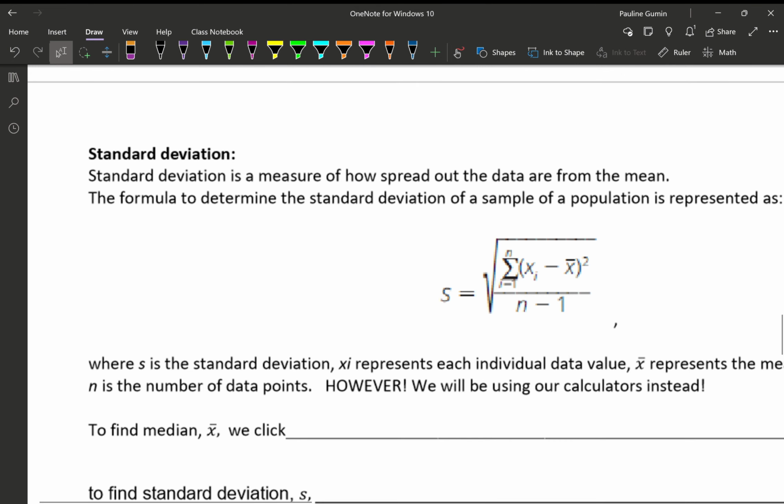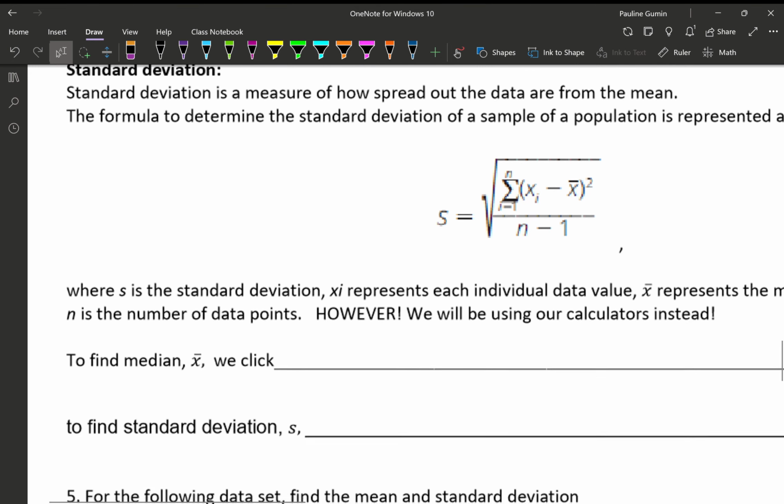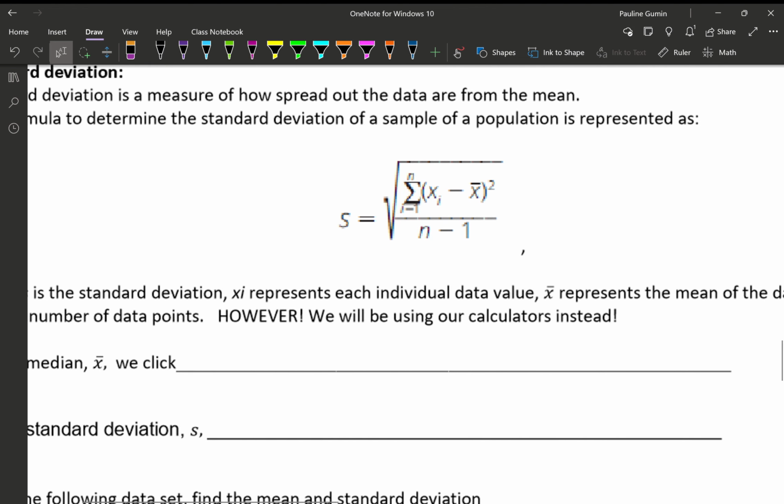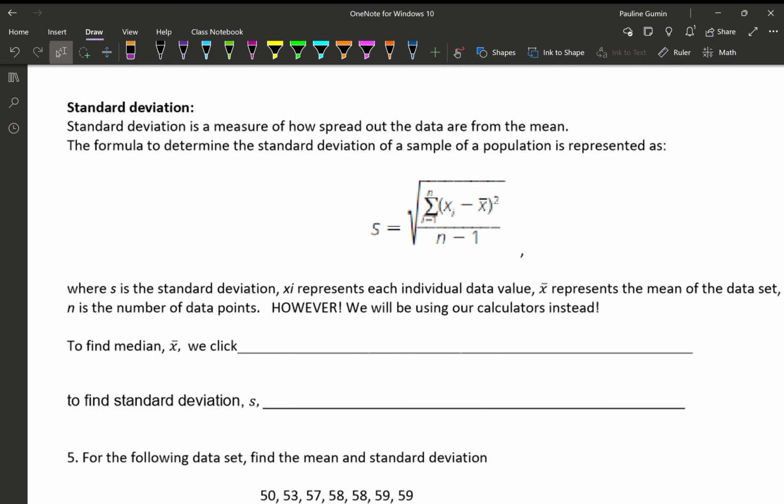All right. The second spread of data that we talk about is standard deviation. Now, this looks crazy. And don't worry, I got you. But I'd still need to show you the formula. So here is the wonderful formula for standard deviation. So the standard deviation represents how spread out the data is from the mean. So IQR has to do with the median. Standard deviation has to do with the mean. So center and spread kind of related to each other.